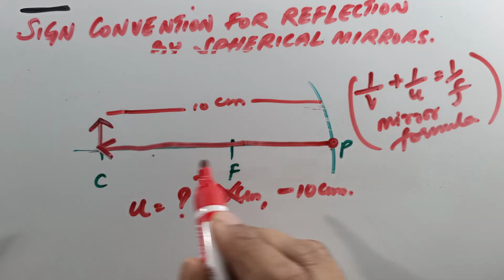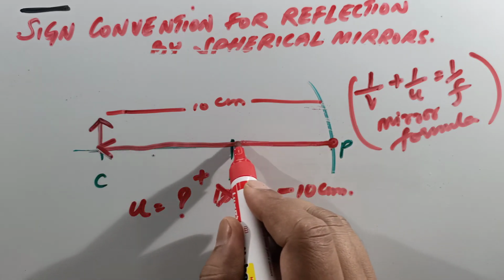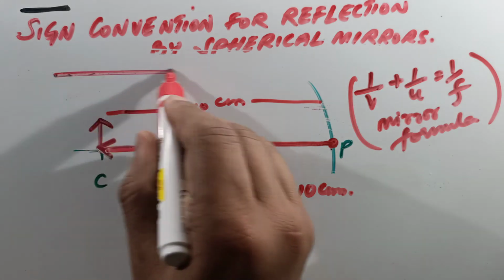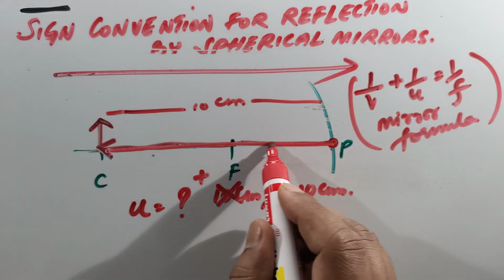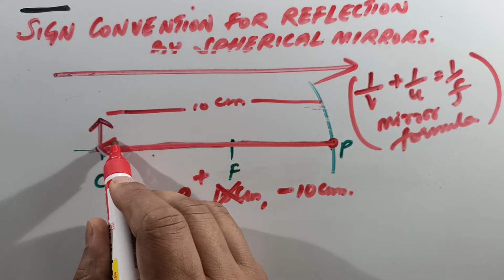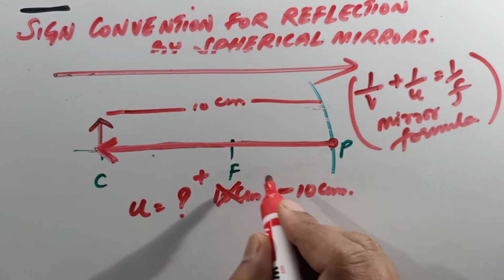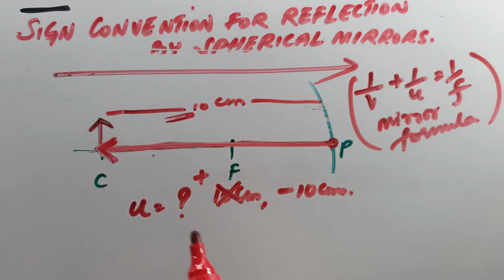From the origin. So if you are moving in this direction, this is the direction of the incident ray, and if you are moving in this direction against the incident ray, your u is going to be what? This is going to be -10.